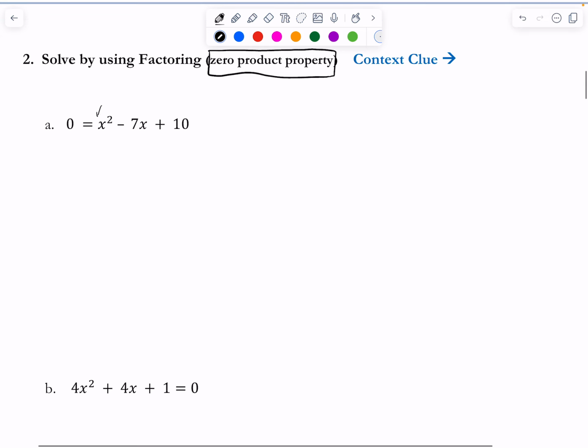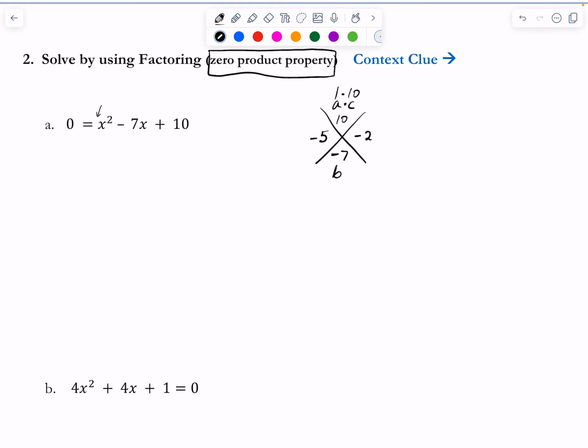So this one, I noticed my a is 1. It's already set equal to 0. So if I make my little x here to help me, I have a times c that adds to b. So that's 1 times 10, which is 10, and b is negative 7. So like we've been practicing for at least a week now, I need 2 numbers that multiply to give me 10 and add to negative 7. So that's going to be negative 5 and negative 2. That would make that true.